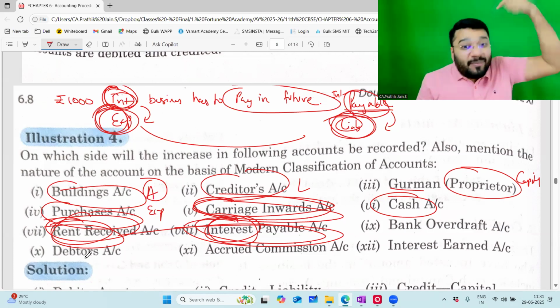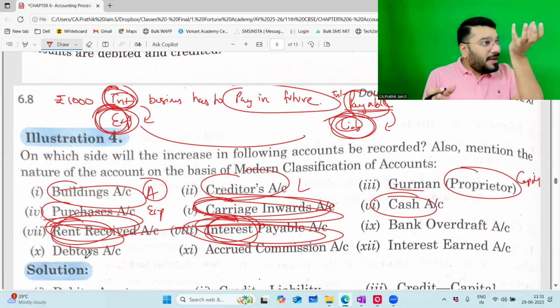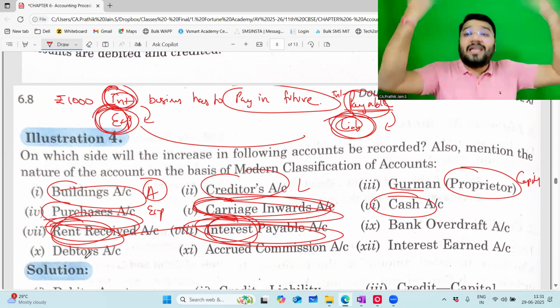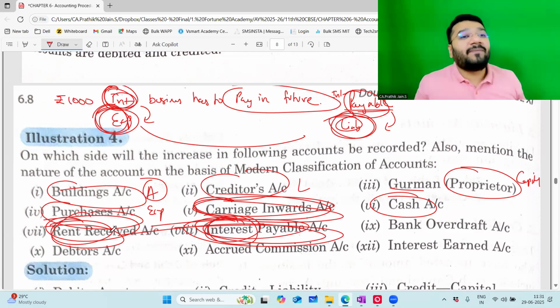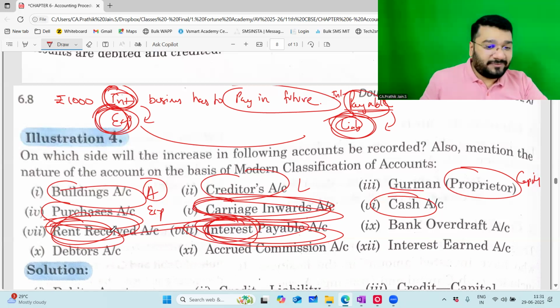If it was interest receivable, it is asset. So in that transaction, interest is income. One aspect is income, another aspect is asset. Why? Because interest receivable means yet to receive. When will I receive? In future. Anything that I receive in future is asset. So interest payable, liability. Interest receivable, asset. Rent payable, liability. Rent receivable, asset. Electricity bill payable, liability. Electricity bill receivable, asset.